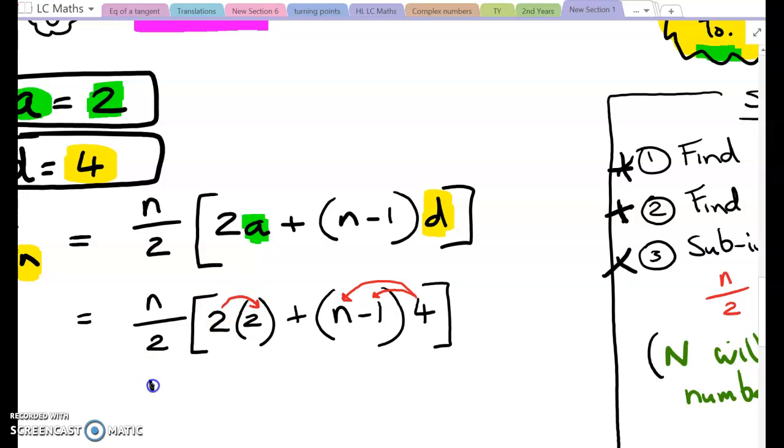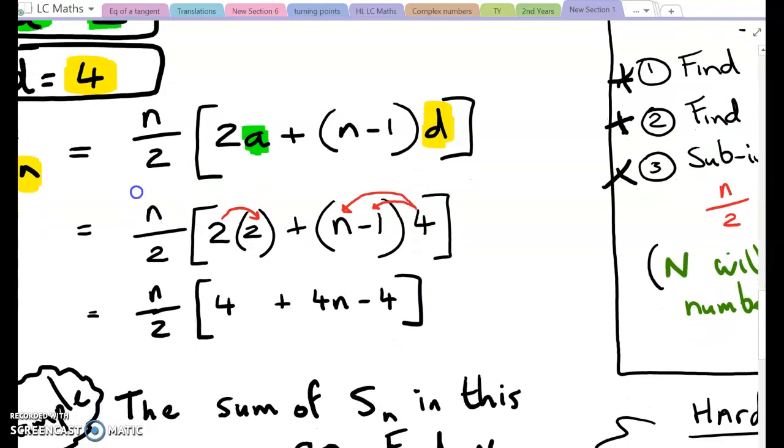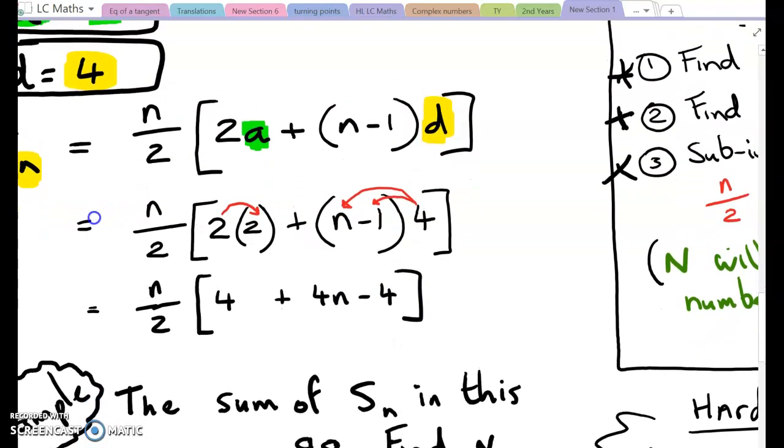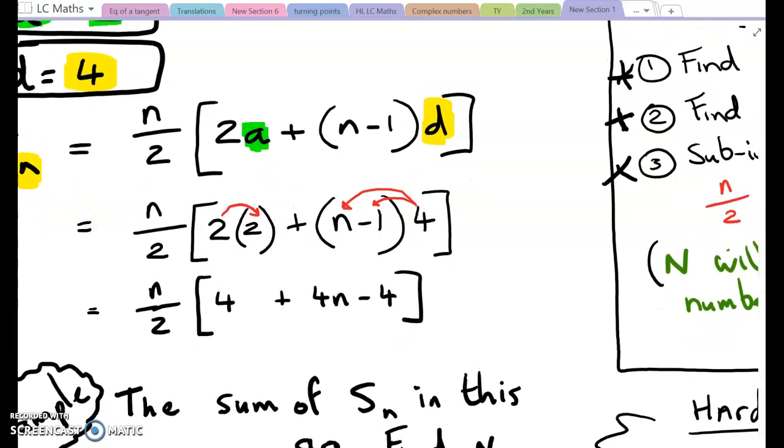Okay, so this n over 2 out here is still going to be there. And in here, 2 by 2 is 4 plus 4n minus 4. Okay. Now you can do a bit more tidying up. So, for example, those two 4s there, they're going to cancel. They're gone because it's 4 minus 4. And you'll have n over 2 and then in brackets 4n.